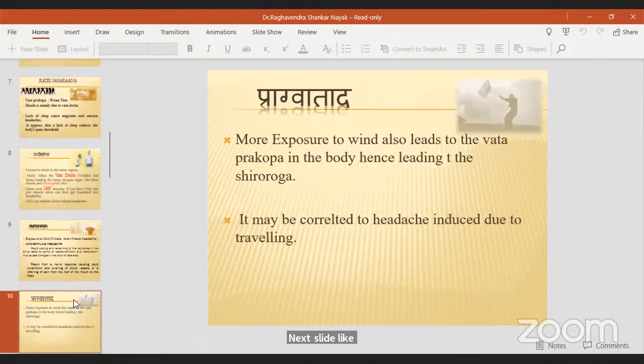Next is Pragvata. Again, it is also one of the Nidanas due to Vata only. Vata increases, and the symptom we get is Shiroshula. Next slide.